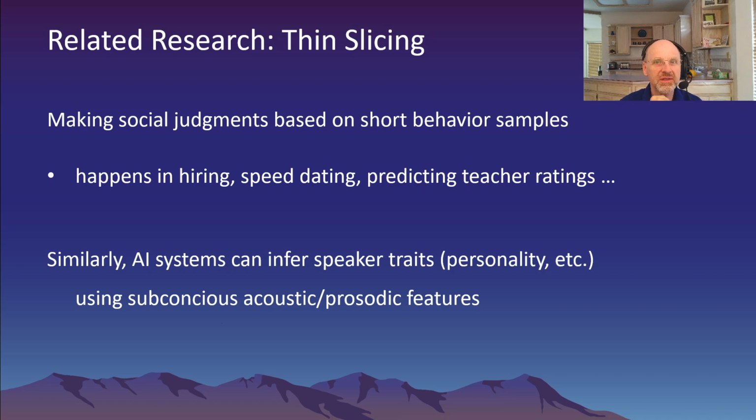How do people do this? Well, presumably it's the subconscious prosodic and acoustic features of how other people speak. Of course, clothing, appearance, facial gesture, all that too, but the talk today is focusing on the audio side. AI systems can do the same. So they don't really explain how they work. It's machine learning black boxes, just like humans can't explain how they reach these judgments.